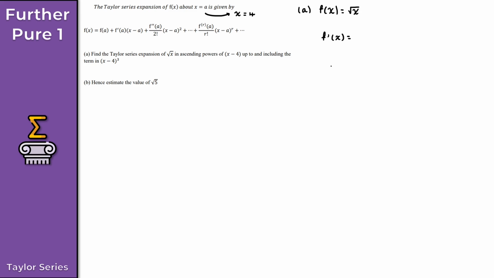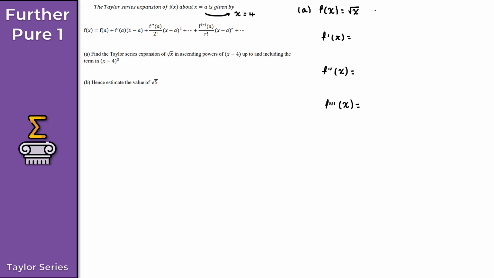We also require the second derivative. So f prime of x is the first derivative. We also require the second derivative. And then finally here, we do require the third derivative. At each stage, what I also need to do is evaluate each one of these at this point here, so x equals 4.